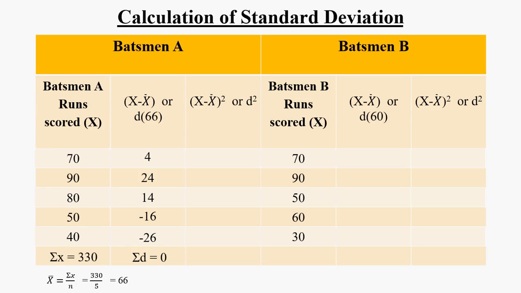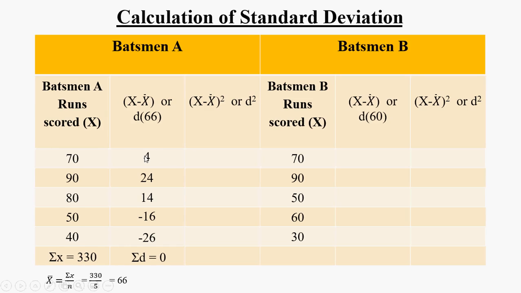The next step, what you should do, you should square. So whatever value here, you can see 4. So 4 into 4, 16. 24 into 24, 576. 14 into 14, 196. Minus 16 into minus 16, positive 256. Please be careful. You need to be very careful. Don't put it in negative. Minus into minus is plus.